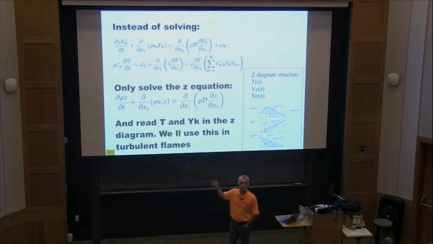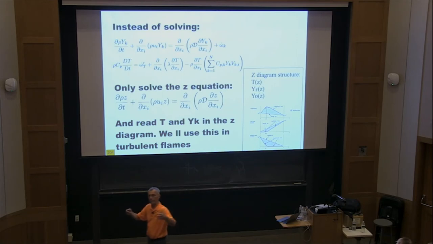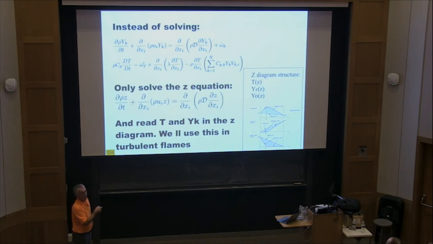If you want to compute a diffusion flame, we need to solve all these equations with source terms. They are painful. I mean, imagine, it's n plus 5 equations, whatever. But if you use the Z equation, you solve only one equation for this guy without any source term. It's straightforward. Then, once you have Z as a function of space and time, you just go in the Z diagram, and then you have Y_k and T and whatever you want.